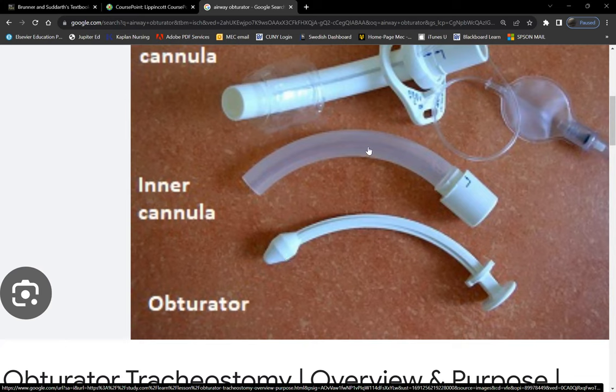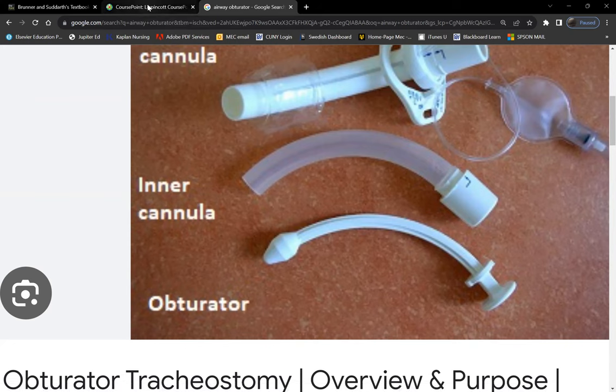The inner cannula is already there. Again, this thing goes in here, this thing goes in here. Like those Russian dolls, a doll inside the doll inside the doll. Matryoshka. Please don't forget to take out the obturator. Are we clear? Because is your airway open? If this thing stays in there, that's only when you put it in. Yeah, that's solid.